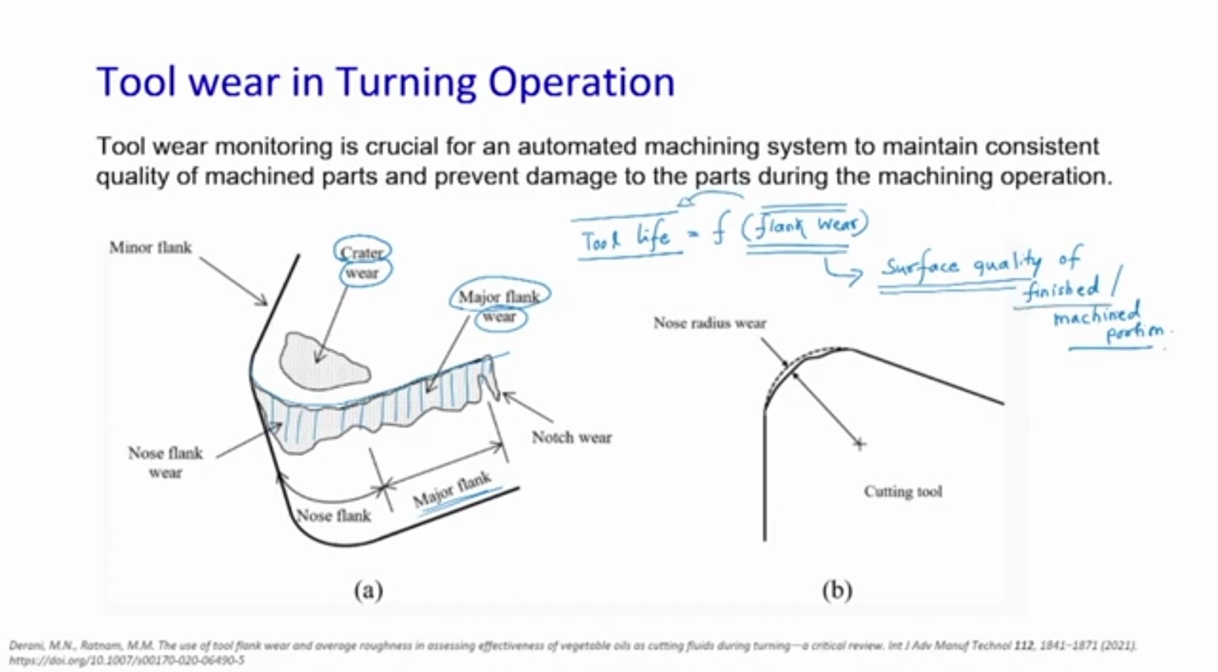If the machined portion or the finished portion is not of good quality, is not of desired roughness value, then we can easily find out there is some problem with the tool. In this way the surface quality of the finished part can be sensed, and by using that sensing we can find out the health of the machine tool and the productivity or the efficiency of the machining operation.